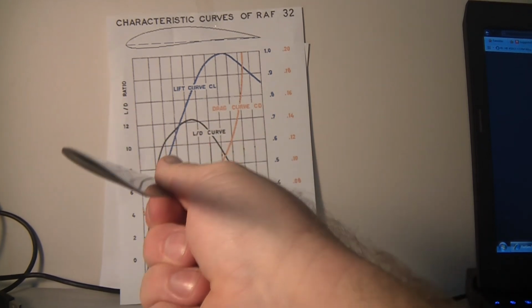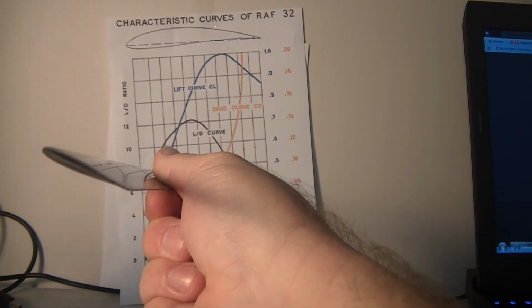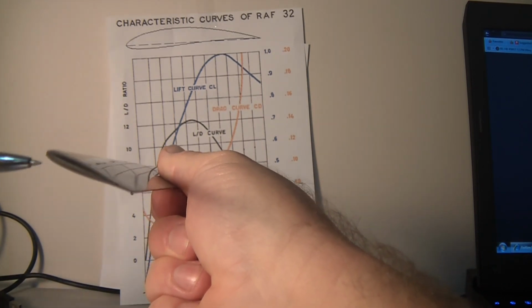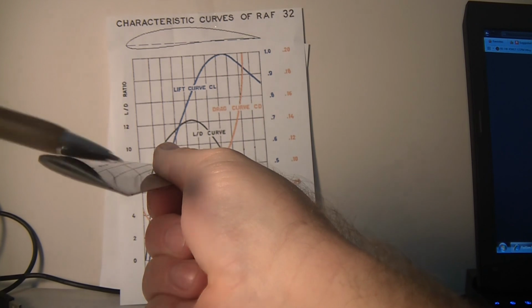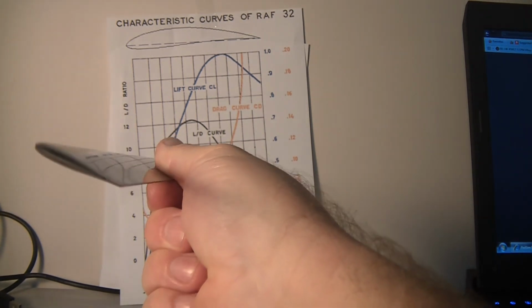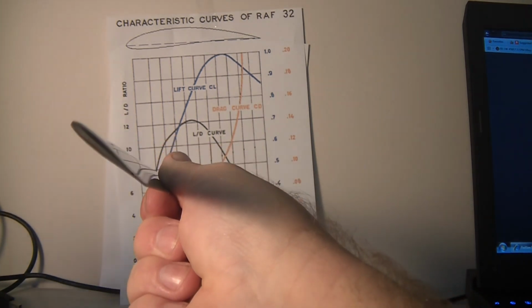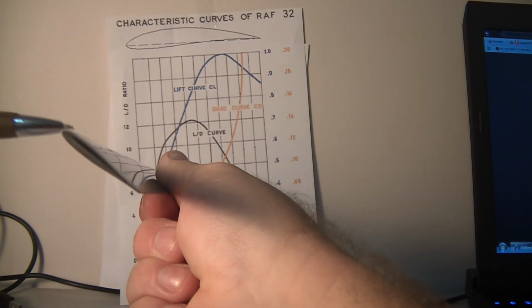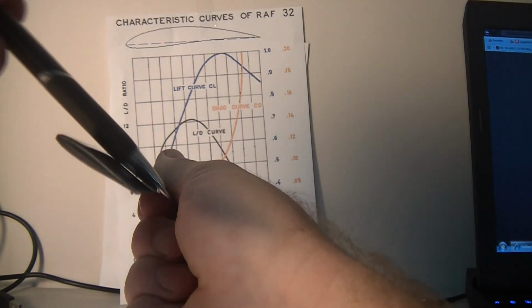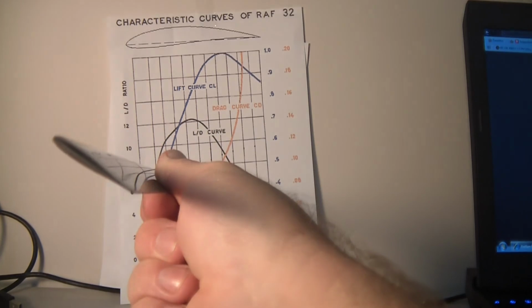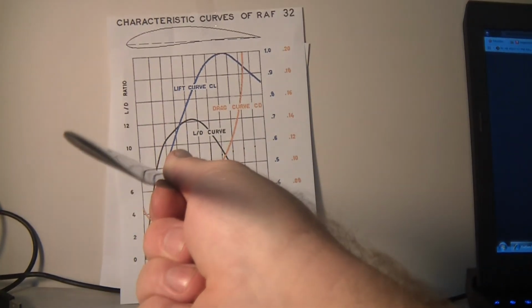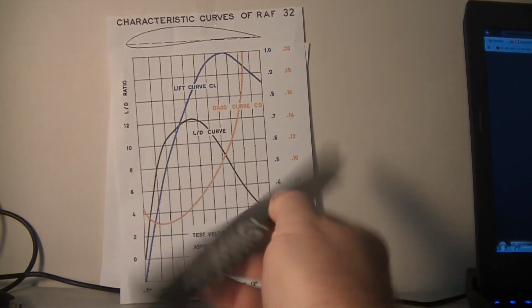And what happens there is the airflow, as it approaches the aerofoil, it moves over the top of the surface and underneath. And when that angle of attack becomes excessive over the top of the surface, the airflow can't follow the curvature of the aerofoil, and it breaks away and it becomes turbulent. And that's called the stalling angle.